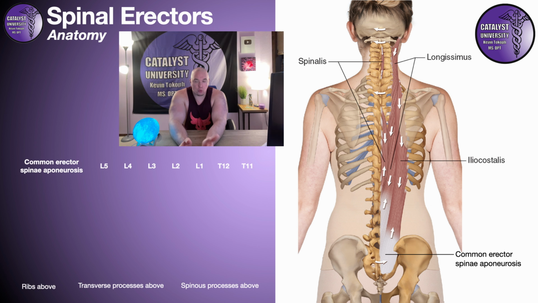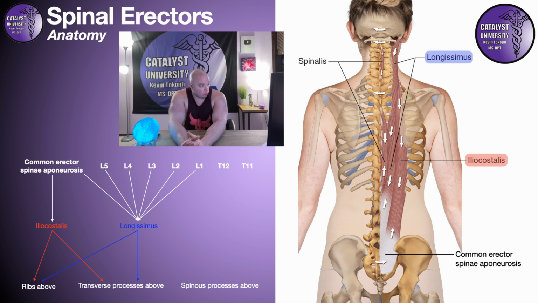The first one is in red here, iliocostalis. It's the most lateral of these. It originates off of the common erector spinae aponeurosis, and it extends upward to insert on the ribs above and the transverse processes of some of the vertebrae above. Won't get too much into the specifics, but that's how the muscle is positioned. Medial to that in blue, we have longissimus. Longissimus originates also from the common erector spinae aponeurosis, and then also the spinous processes of the lumbar vertebrae L5 through L1. It extends upward and inserts also on some of the ribs above and also the transverse processes of the vertebrae above. Very similar to iliocostalis.